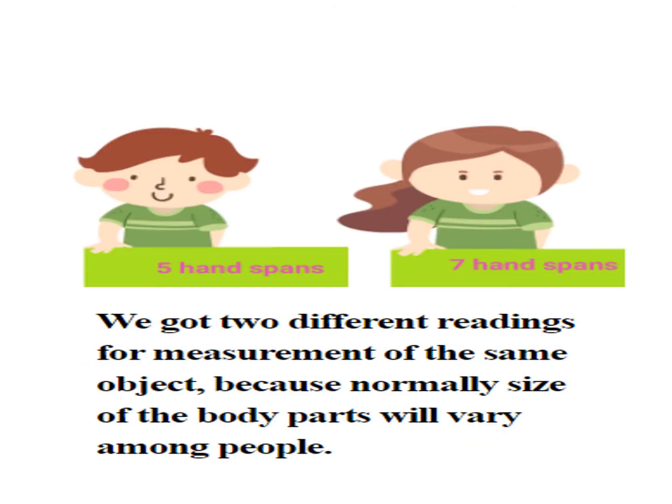Children, remember, all of us are different from each other. Each of our hands and legs measure differently. So if we take a measurement of the same table, the two people will have different readings. Here we got two different readings. The boy gets 5 hand span while the girl gets 7 hand span. These measurements of the same object are different because normally the size of the body parts will vary amongst each one of us.